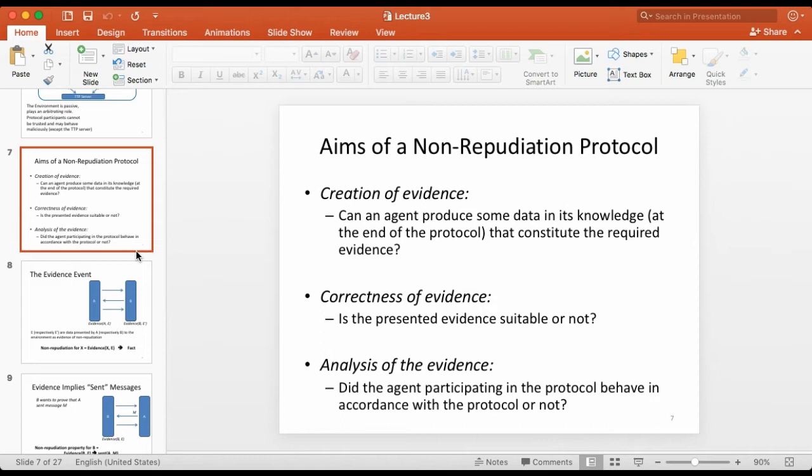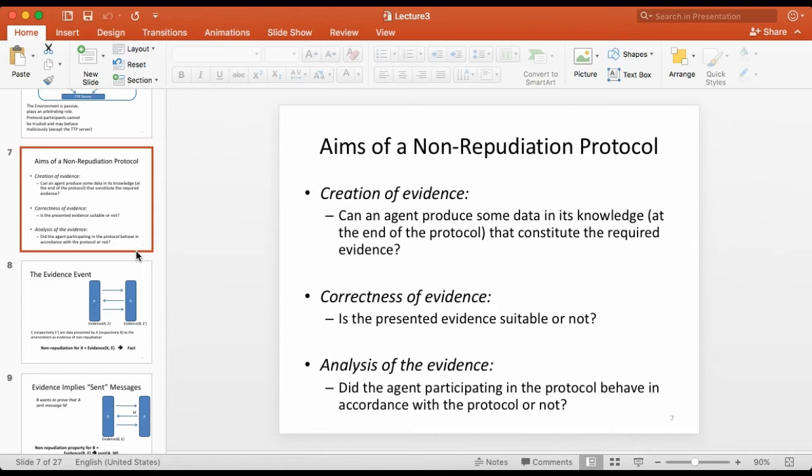The second thing is, is the evidence itself correct? So the information that you're getting out of your participation in the protocol, is it really suitable? Or perhaps it's not suitable. So that's also something which is required.